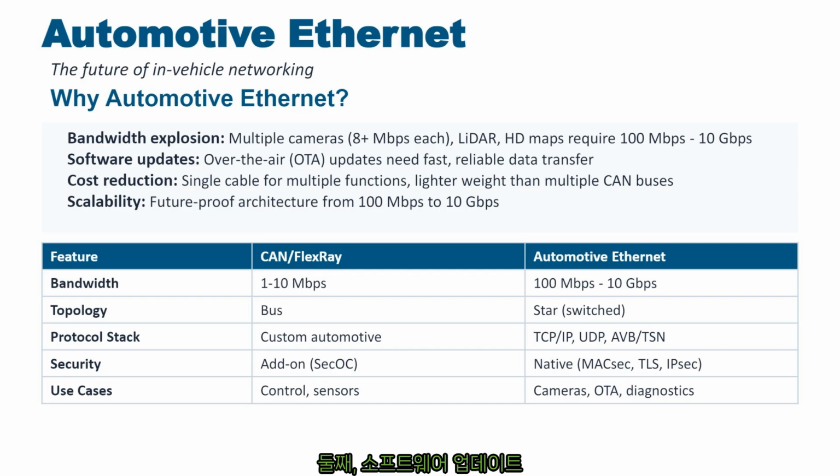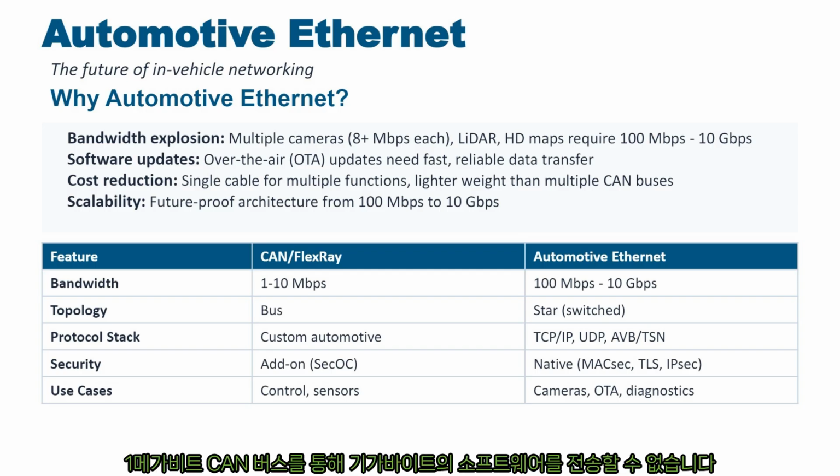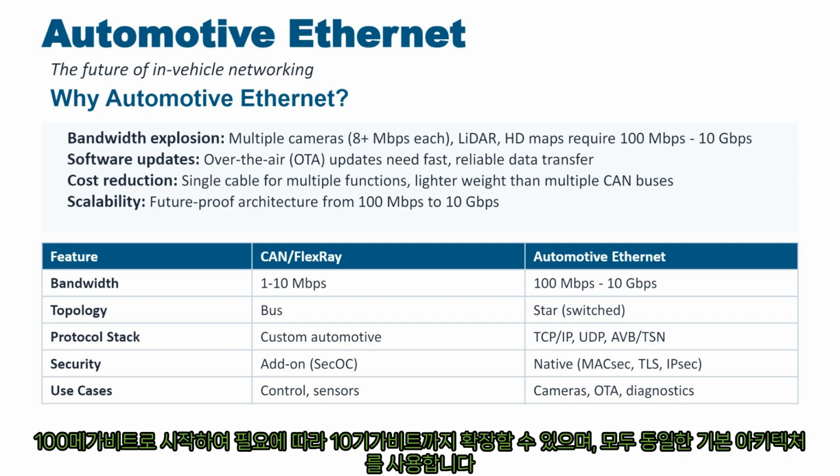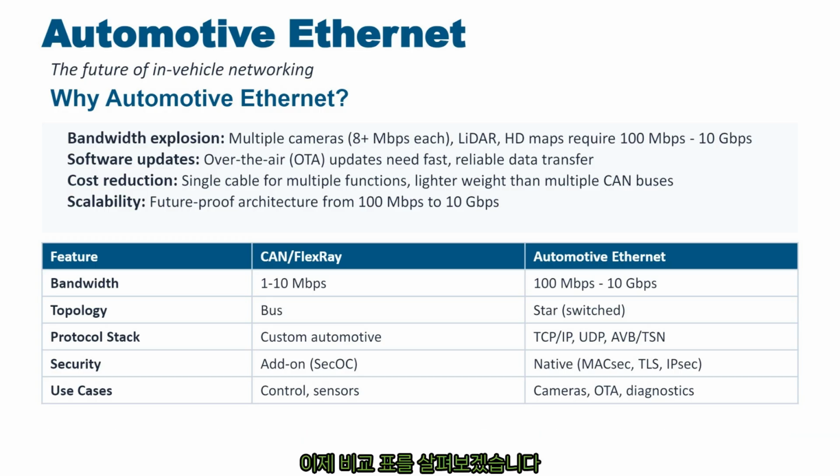Second, software updates. Over-the-air updates are becoming standard. You can't push gigabytes of software over a 1 megabit CAN bus. You need fast, reliable data transfer that only Ethernet can provide. Third, cost reduction. Instead of running multiple separate CAN buses throughout the vehicle, you can use a single Ethernet cable for multiple functions. It's also lighter weight, which helps with fuel efficiency. Fourth, scalability. Automotive Ethernet is future-proof. You can start with 100 megabits and scale up to 10 gigabits as needs grow, all using the same basic architecture.